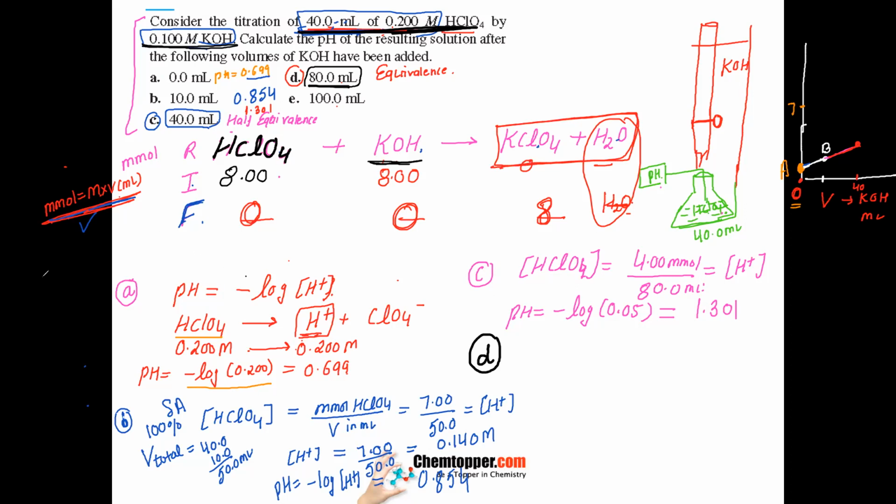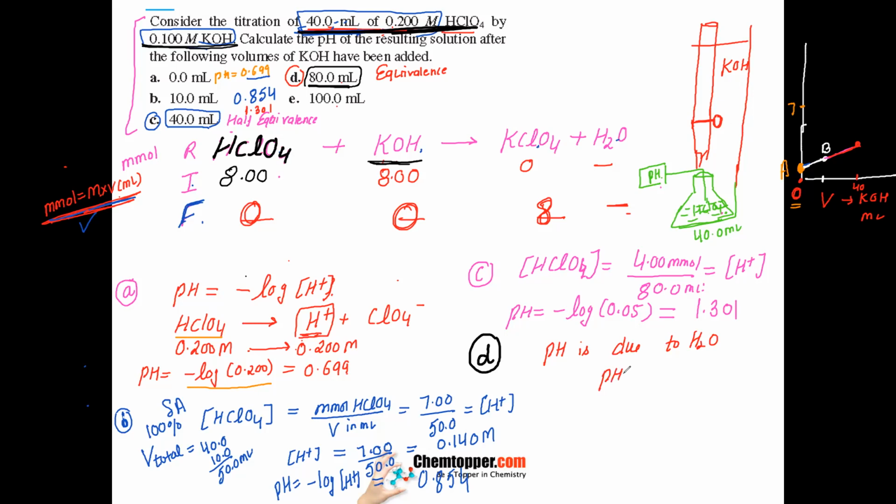Water, yes, it's a neutral salt. Strong acid, strong base, neutral salt. So what's the pH of water? We need not calculate. pH is due to water.